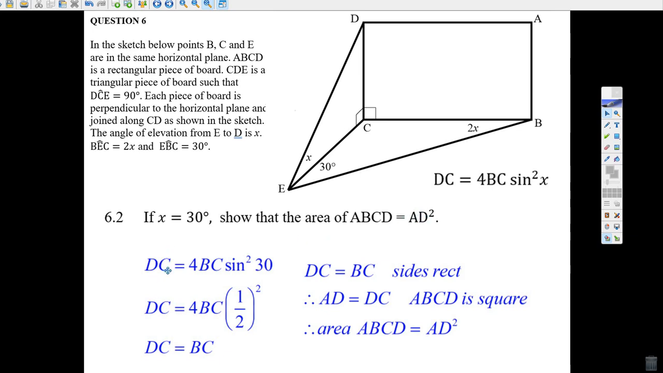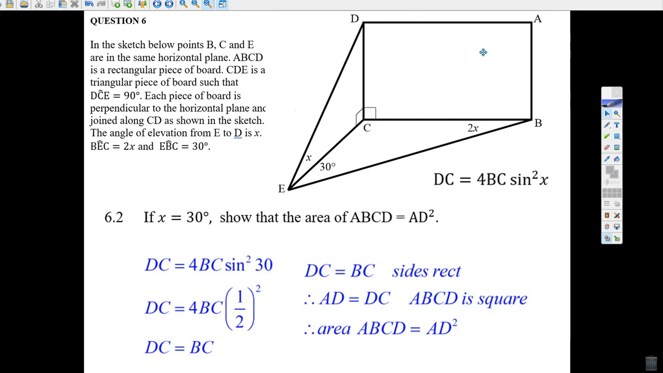So all you do is you go DC equals 4BC, and instead of x, you put in 30. Hey, that's pretty easy. The sine of 30 is equal to a half, and if we square it, we get a quarter. And 4 times a quarter, well, that 4 there cancels with the 4 that would be on the bottom. It turns out the DC equals BC. Well, if DC equals BC, then we're really talking about a square.